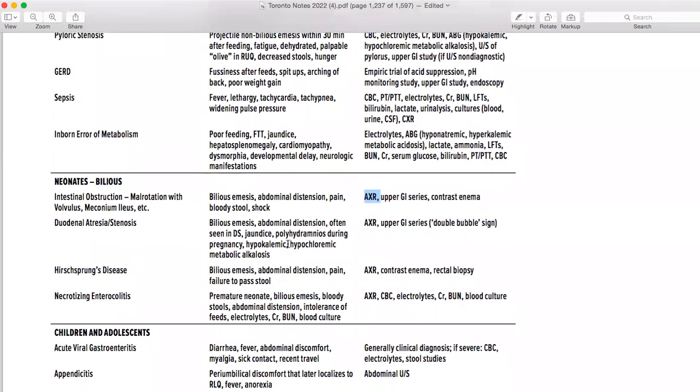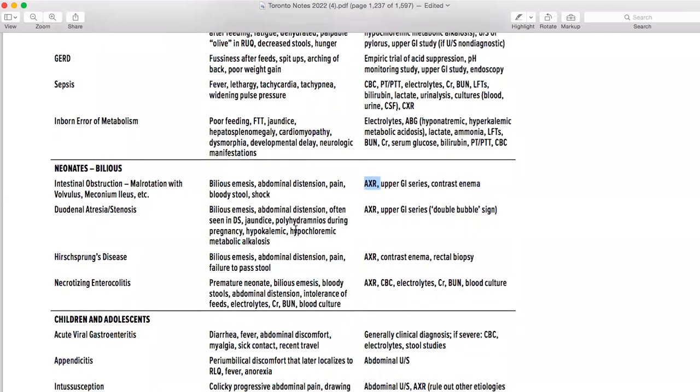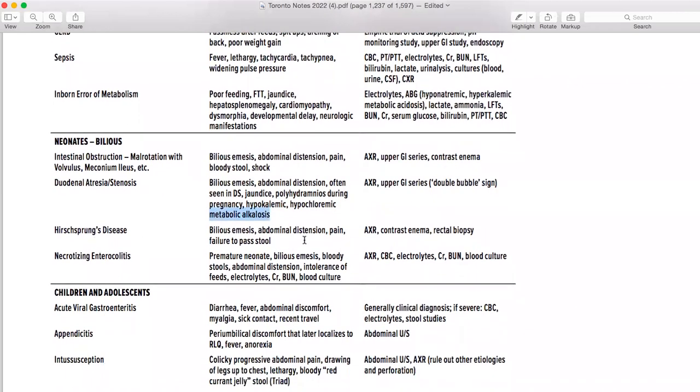Then duodenal atresia, same. You have to see the features and how it presents. This is basically hypochloremic, hypokalemic metabolic alkalosis, so vomiting presents with that. You need to know. Then Hirschsprung: pain and failure to pass stool. So this is Hirschsprung. And then meconium ileus. You need to know the difference between Hirschsprung and meconium ileus, so make sure you know that too.